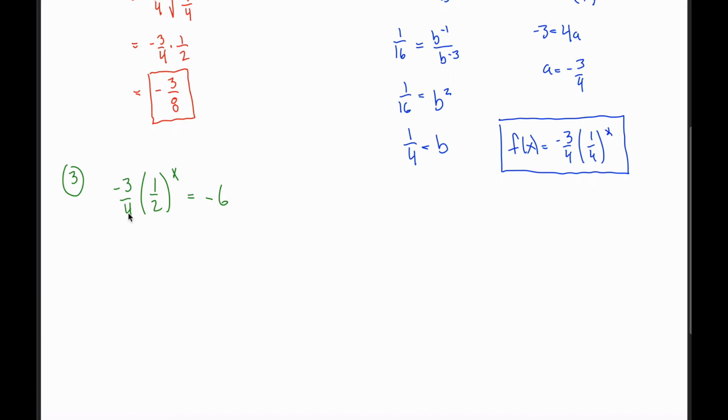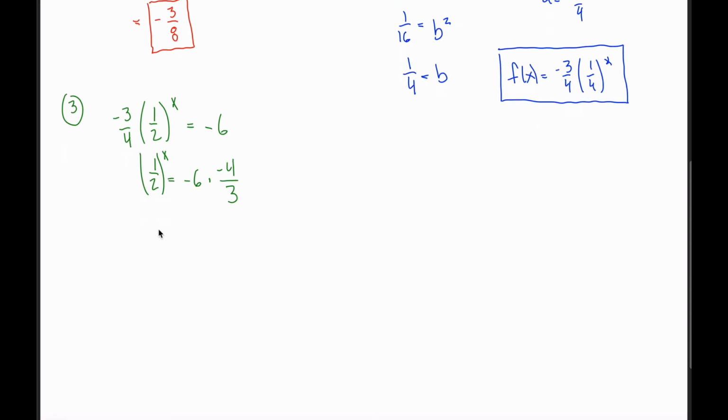So maybe I'll get rid of this -3/4. You could divide both sides of the equation by -3/4, but I think it's easier to multiply both sides of the equation by -4/3, which is the reciprocal of this guy. If you have a -4/3 here, the 3's cancel, the 4's cancel, and you're left with just 1/2 to the x power on this side, and then the -4/3 appears over here. So now maybe I'll simplify the right-hand side a little bit.